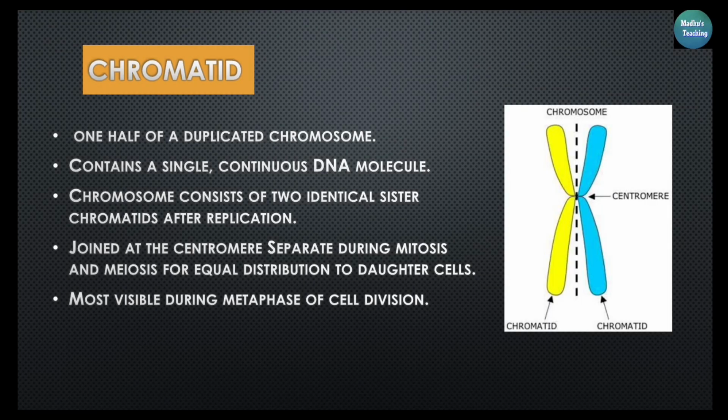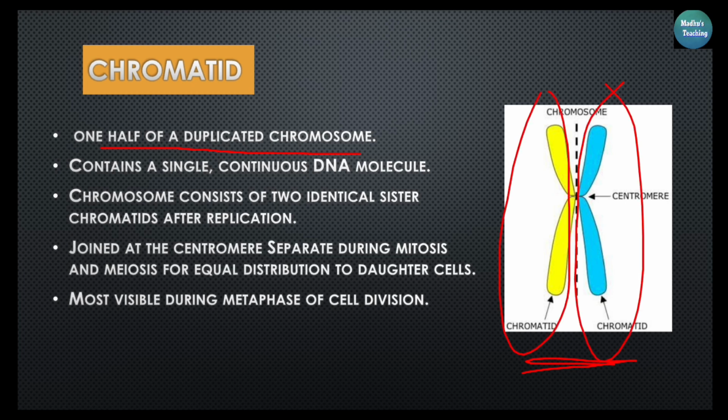Now chromatid. Chromatid is an arm or half of a duplicated chromosome. Each duplicated chromosome contains two arms, means two chromatids. Here you can see a duplicated chromosome. It contains two chromatids. These two chromatids are identical to each other, so that's why they are known as sister chromatids.